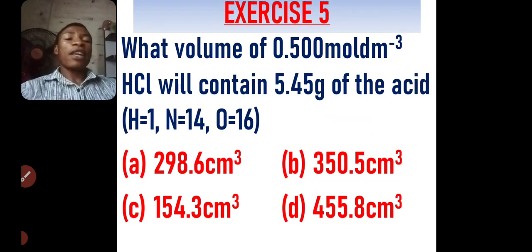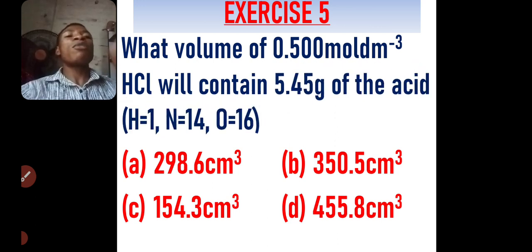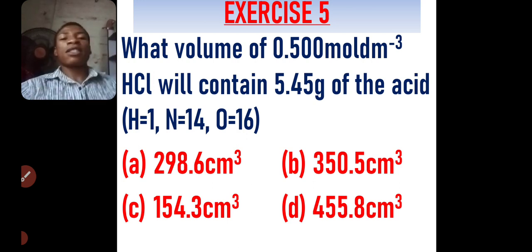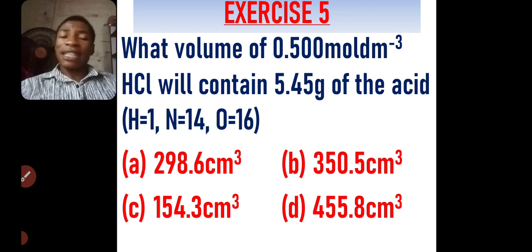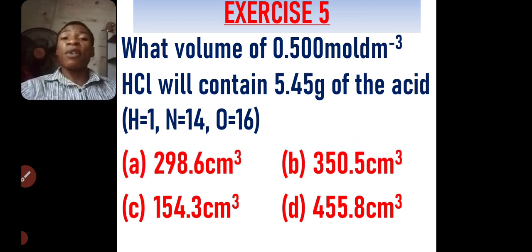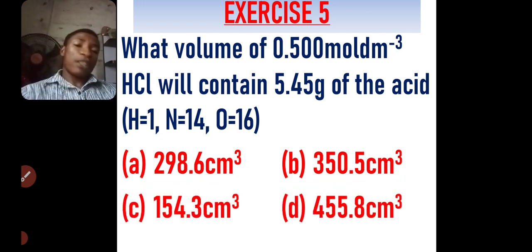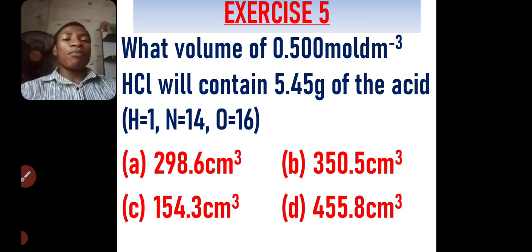Let's see the last exercise here before we end the class for now. Exercise 5. What volume of 0.500 mole per dm cube HCl will contain 5.45 grams of the acid? When your H is 1, your N is 14, and your O is 16, will your answer be 298.6 or 350.5? Or will it be 154.3 or 455.8? So do that and try your luck on it.